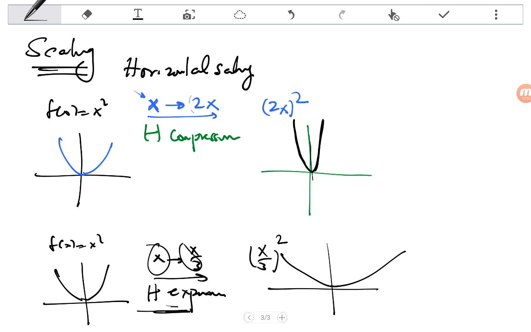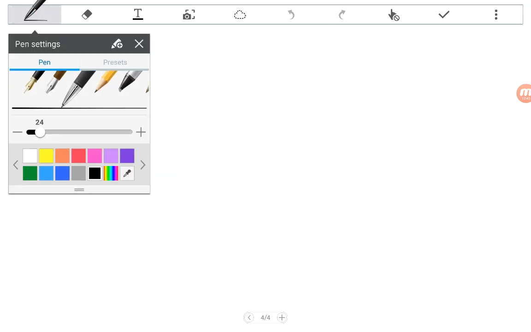This is for horizontal scaling. Compression or expansion, either one is called scaling in general. Now, we also have vertical scaling. What is vertical scaling? This is a vertical transformation, so will it operate on x or on the whole function? On the whole function, because it is vertical. So I predict that it will be applied to the whole function.